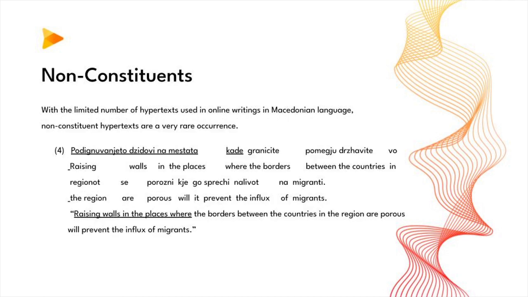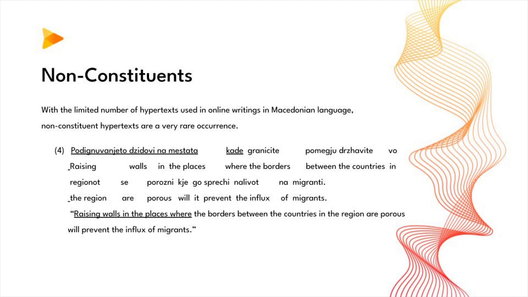Now moving on to non-constituent hyperlinks. With the limited number of hypertexts used in online writings in Macedonian language, non-constituent hypertexts are a very rare occurrence. An example of non-constituent hypertext in Macedonian language can be seen below.